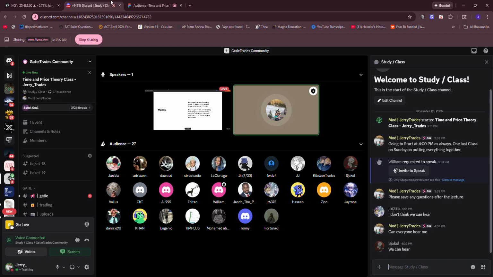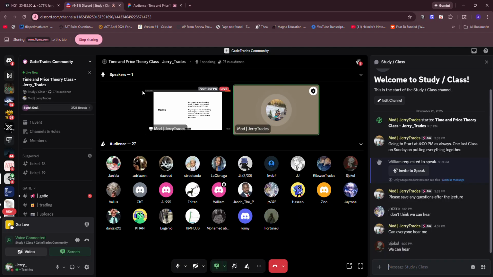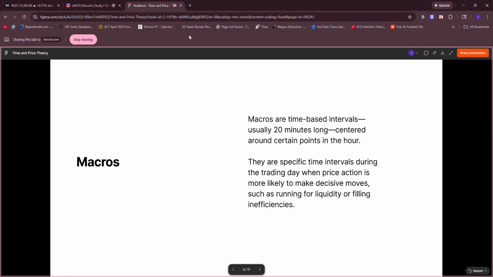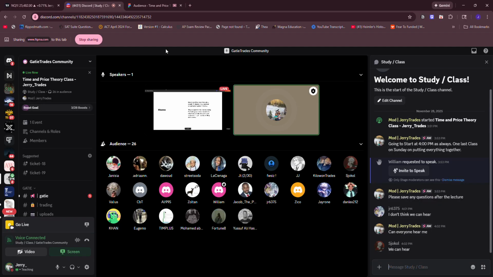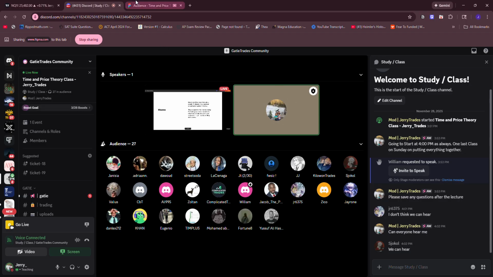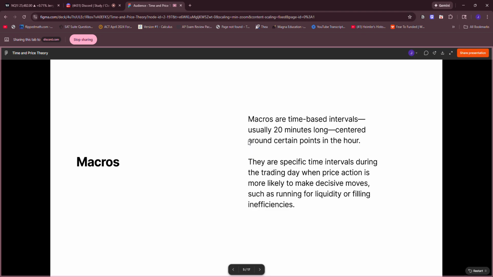Macros, these are another specific time windows within kill zones. These are more used as a confluence. Kill zones are a must. I only trade in kill zones. That is a must. But for macros, it's more of a confluence.